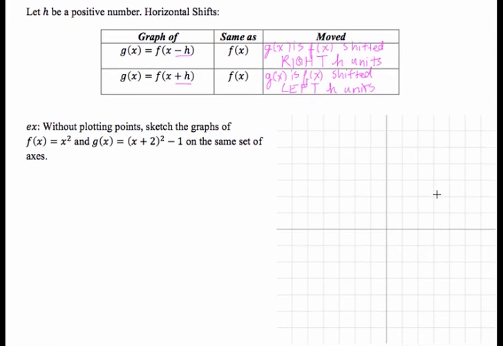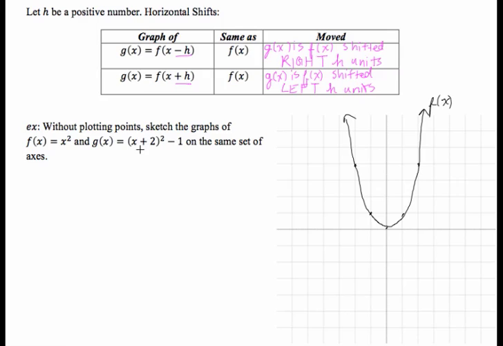Okay, using that information, let's use everything we've done so far to sketch a graph without plotting points of both f of x equals x squared. Okay, that one we can do very easily. And g of x. Now g of x is equal to (x plus 2) all squared minus 1. It looks scary, but it's really not.